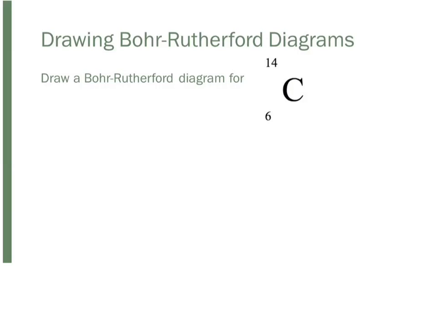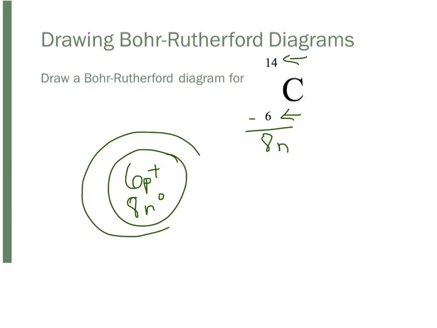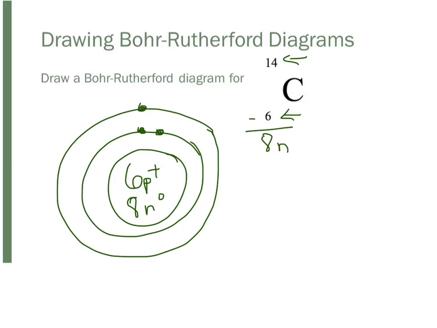So this is for carbon-14, and so you can see this is in standard form. So we have the big number, we have the small number. So what I like to do is just kind of do old school subtraction. So 14 minus 6, so we get 8 neutrons. So we have 6 protons, and we have 8 neutrons in our nucleus. And then we can put 2 electrons on the first orbit, and then we can put up to 8 on the next. And we are always going to start with our electrons single and then pair them up. So that is our 6 electrons. So that's it. That's our Bohr-Rutherford diagram for carbon-14.